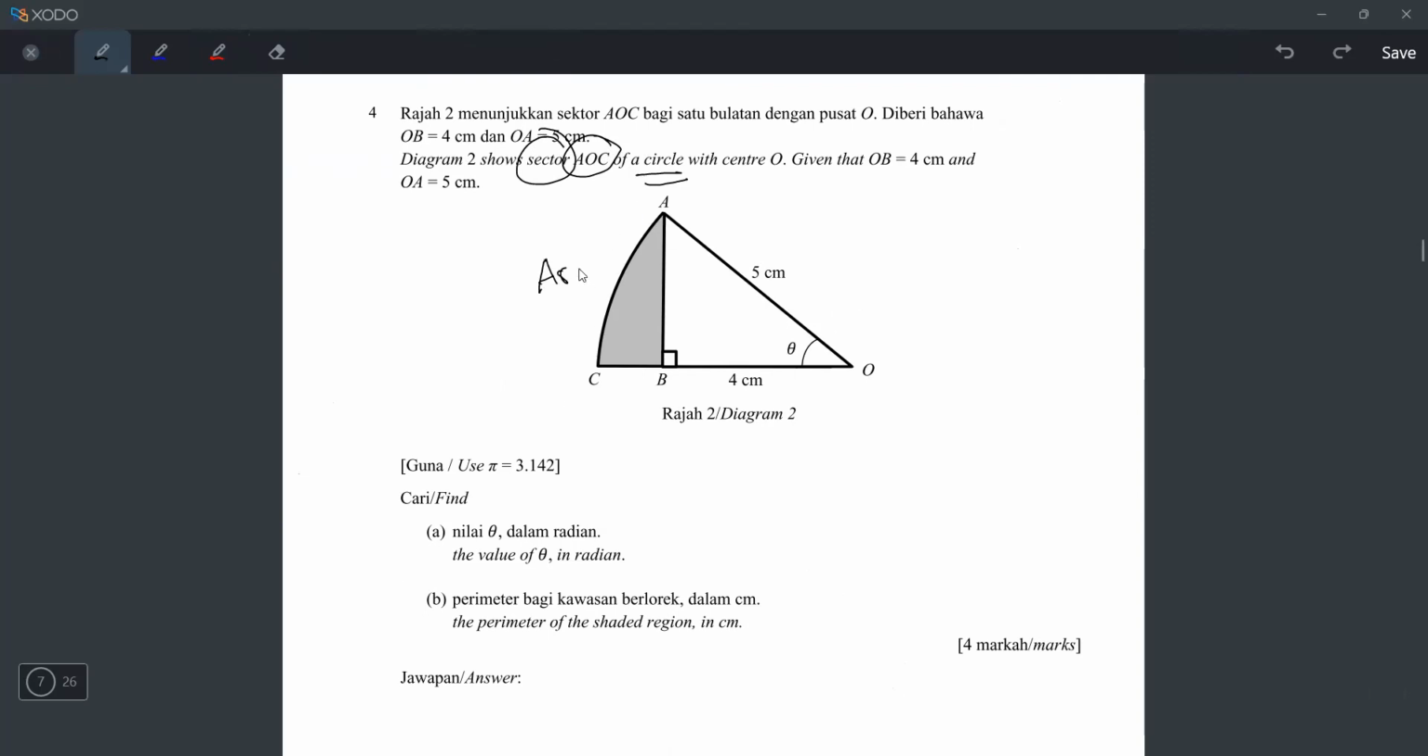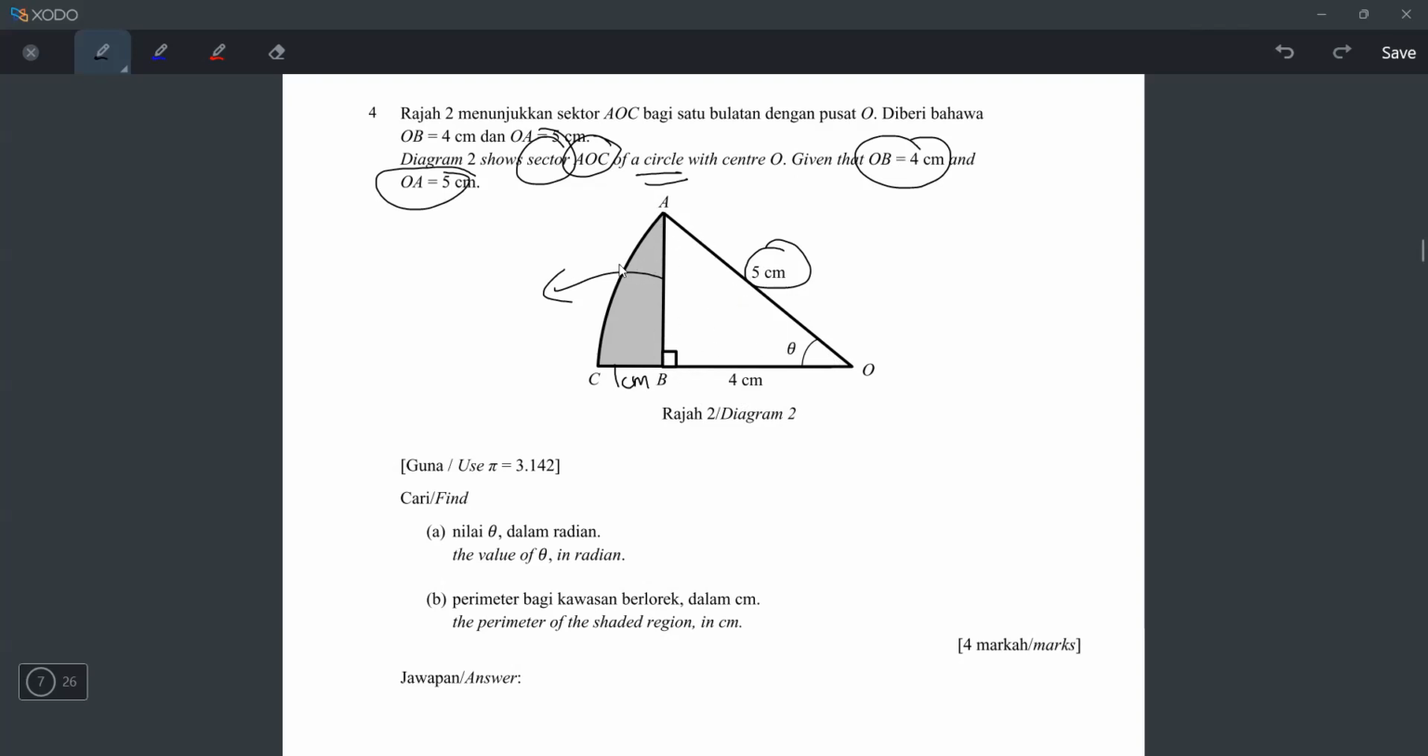It means the AO is 5 cm, that's the radius. This is the radius. It means OC also 5 cm. Okay. And then they say given that OB is 4 cm, so OB is 4. Okay, I can see it. And OA is 5 cm. Where is OA? Okay, this one they labelled already. Okay, straight away I can tell the AB can find already because this is a right angle triangle, right? And remember, in right angle triangle, you can use Pythagoras theorem or SOH CAH TOA, the trigonometric ratios, to solve.